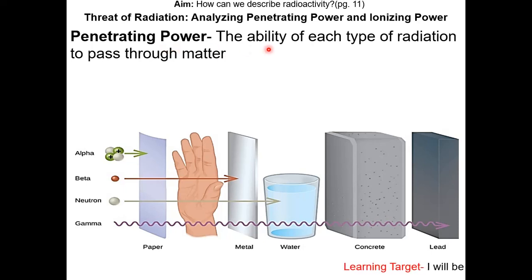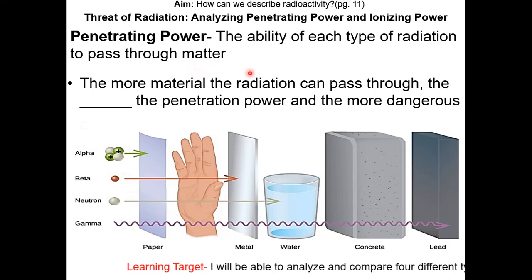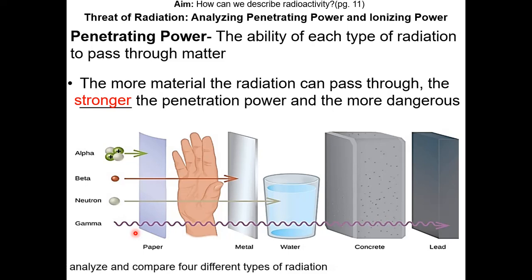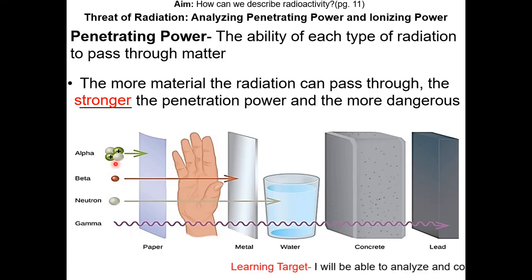Penetrating power is the ability of each type of radiation to pass through matter. As you can see, each type of radiation can only pass through certain matter. The more material the radiation can pass through, the stronger the penetration power and the more dangerous. So as you can see, gamma is the most dangerous because it can pass through the most types of material. Alpha, on the other hand, has the weakest penetrating power.